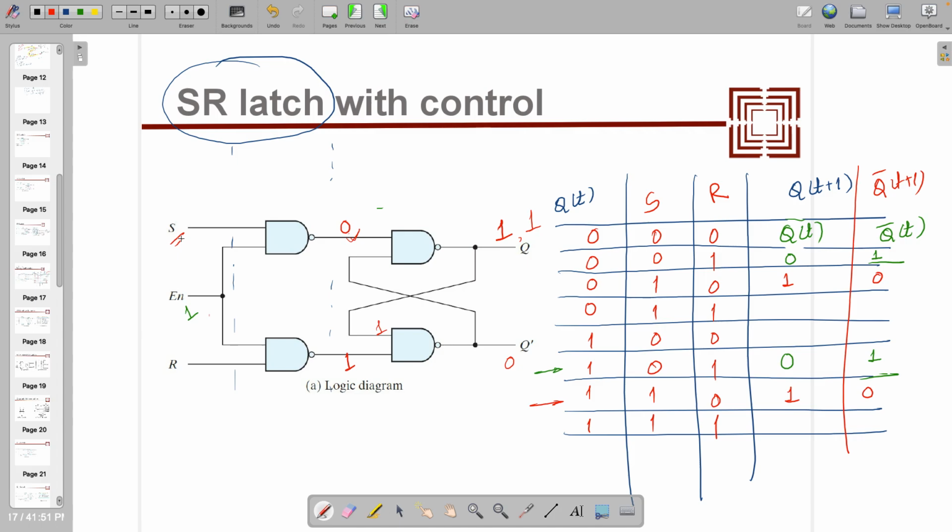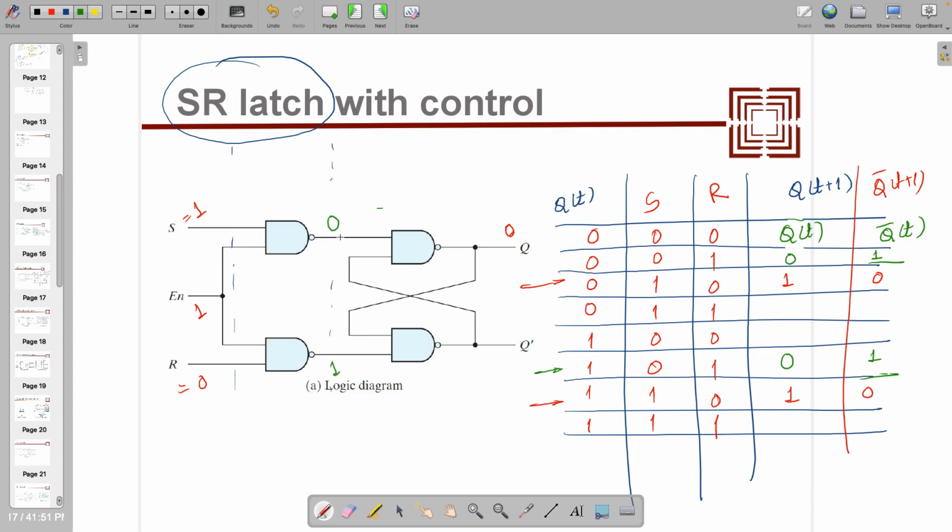But when the Q is 0, then the output will not be 0, 1. No, we check that, right? If you want, we can try again. Third row, right? That's what we want to check. So third row, Q equal to 0 and set equal to 1 and reset equal to 0, right? This is 1. So 0 1, what will be the output? We get 1. What about this one?